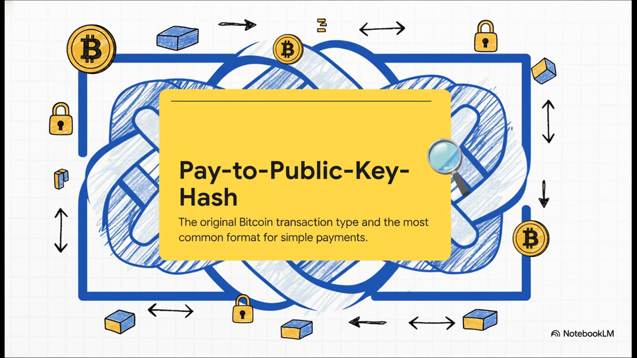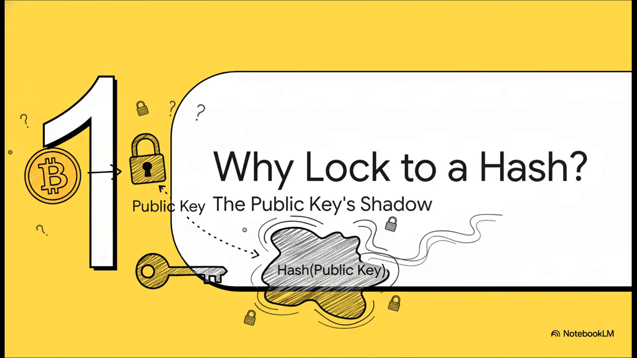So, that digital safe has a name. It's called Pay-to-Public-Key-Hash, or P2PKH for short. You can think of it as the original blueprint for how to send and receive Bitcoin. Seriously, it's the bedrock of simple payments all across the network, even today. Okay, so right off the bat, here's the first really clever twist. You might think you're sending Bitcoin directly to someone's public key, but you're not. Nope, you're actually sending it to a hash of their public key. Think of it like a cryptographic shadow. And this little extra step is absolutely crucial. Let me show you why.